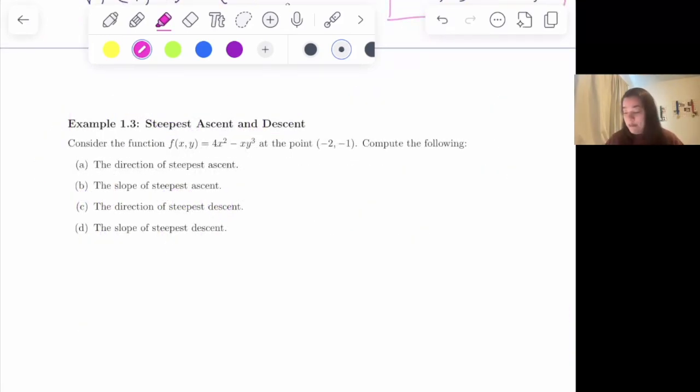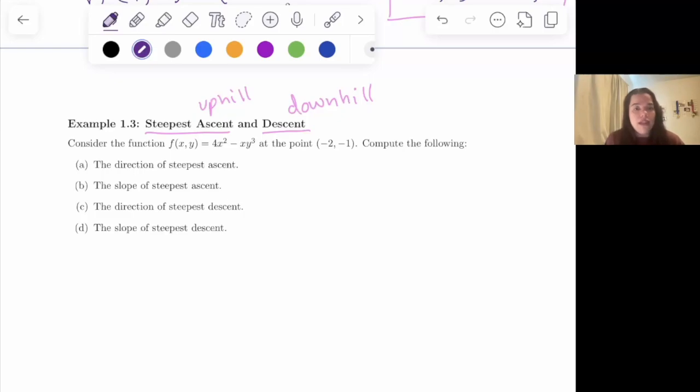Looking at this next example, example 1.3 will give us a little more context on what the gradient finds for us. Notice I have labeled here steepest ascent and then steepest descent. Just vocab words here. Steepest ascent is referring to uphill. Steepest descent is referring to downhill. If you think of your function as like a mountain that we're climbing, we want to know what's the steepest up the mountain and what's the steepest down the mountain, maybe at a given point.